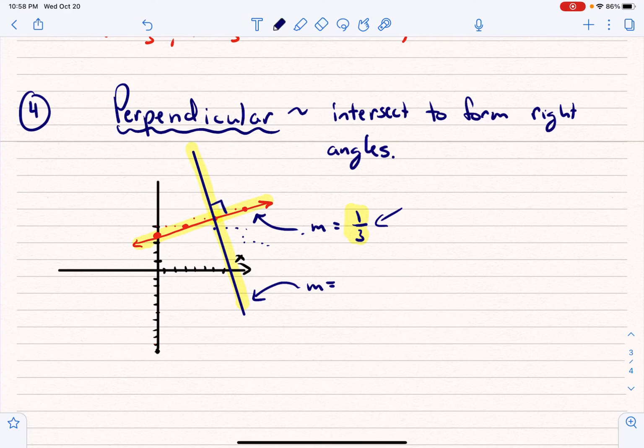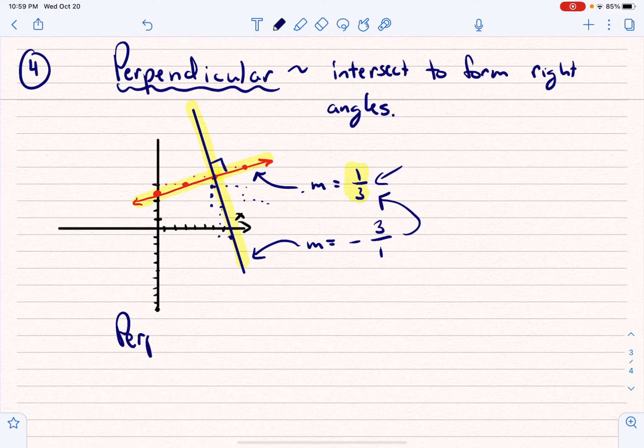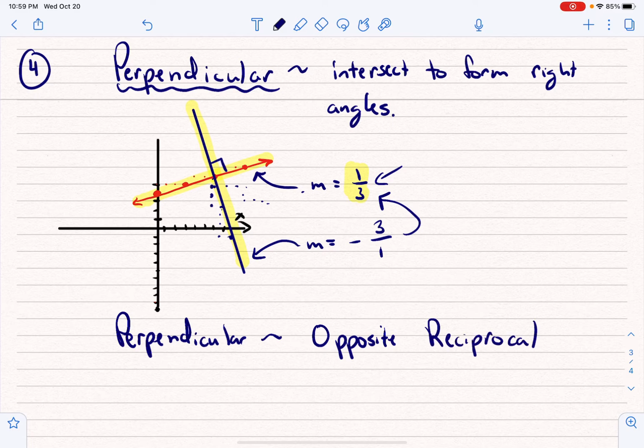And so really, if this was on graph paper, we could try to figure out the slope, but we notice it's going down. So I could go 1, 2, 3, and then over 1. So really this one has a slope of -3 over 1. And if we notice, what's the connection? The connection is big idea number 4: perpendicular, in terms of slope, always means opposite reciprocal. We'll define both those words.